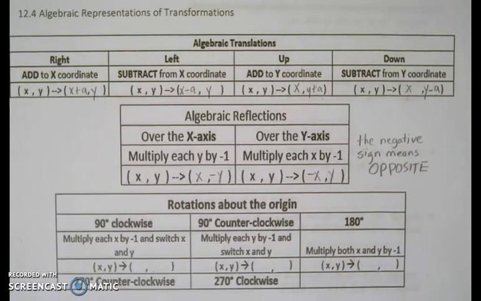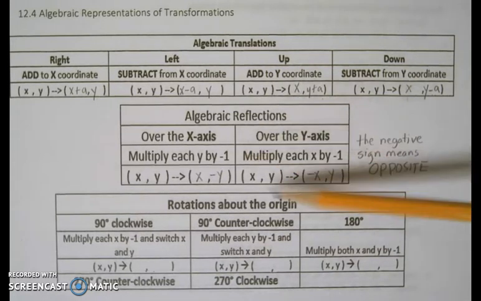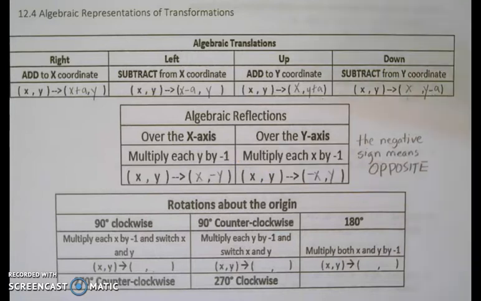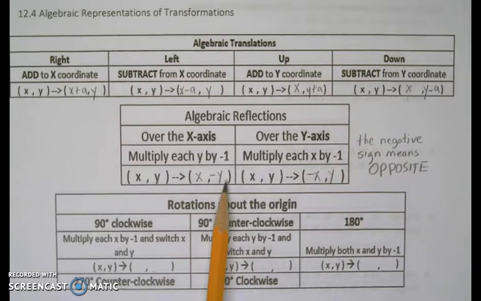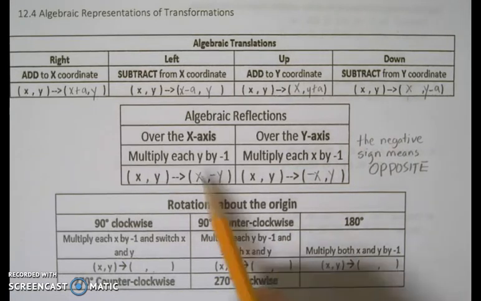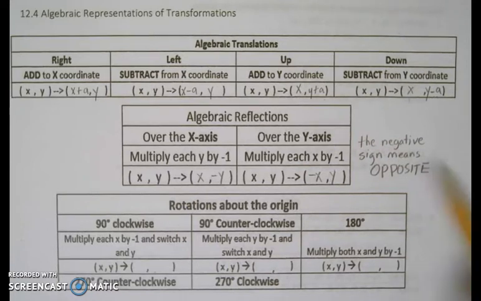When doing an algebraic reflection over the x-axis, you will multiply your y value by -1. So please remember that this x, negative y does not mean it is a negative, because if the value was negative and you multiply by a -1, it becomes positive. So in terms of these problems, the negative sign actually means you're going to the opposite.